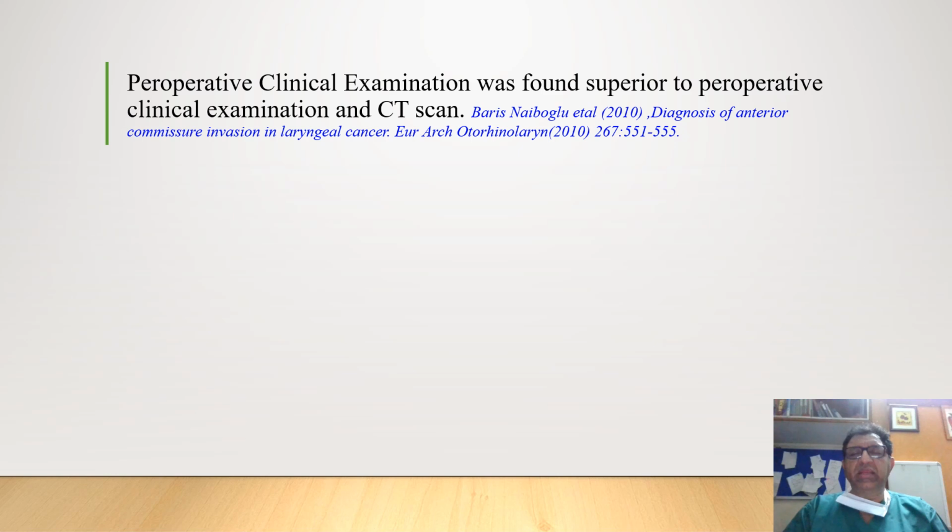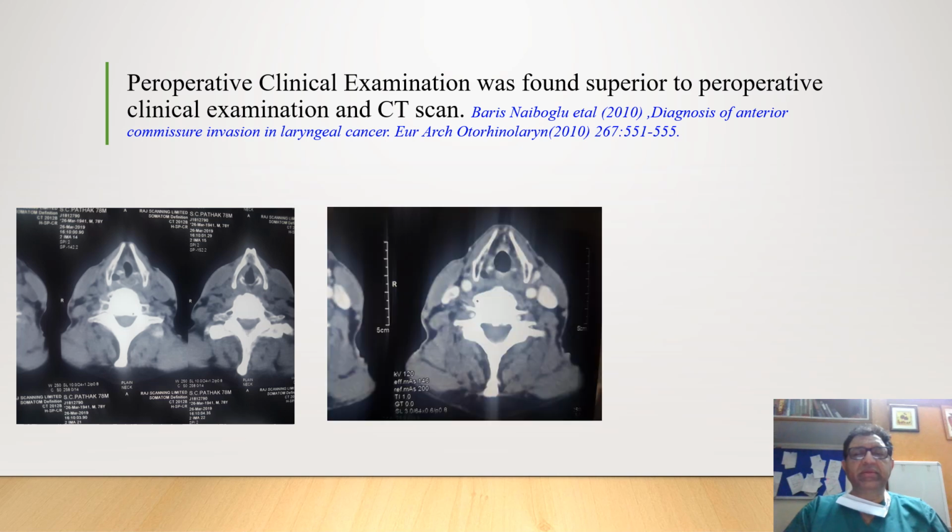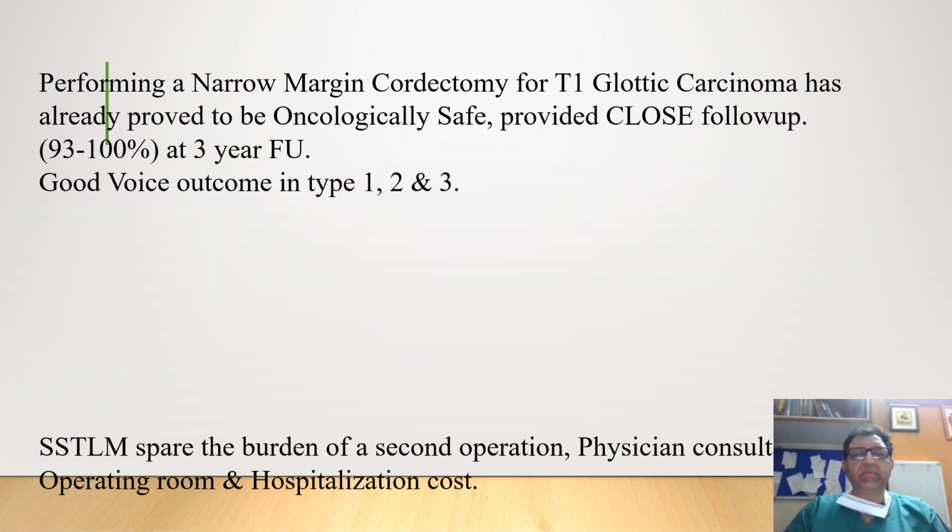Using a different angle telescope, now you can see this thing. This is indicative of moderate to severe dysplasia. Finally, the histopathology came as moderate dysplasia. So very early mucosal subtle changes can be detected with NBI. CT scan looks normal. So performing a narrow margin cordectomy for T1 glottic carcinoma is oncologically safe, and it has a good voice outcome, especially in type 1, type 2 and type 3 cordectomy.